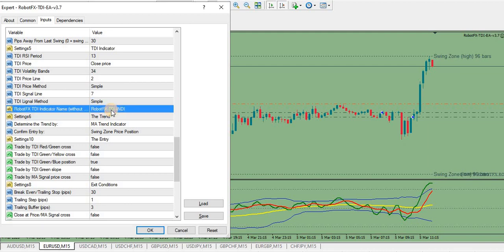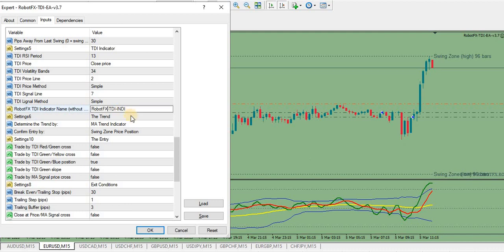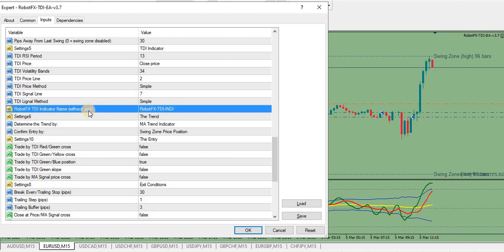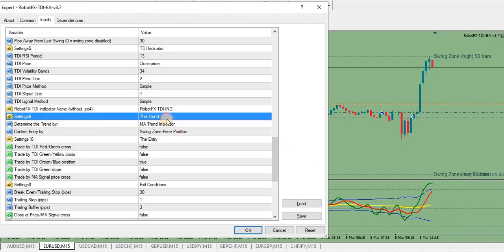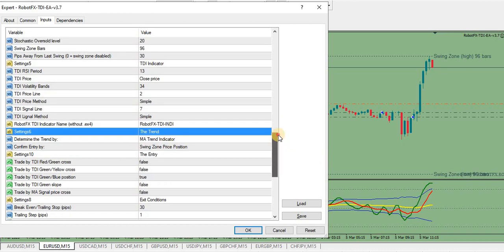Right, so this is the indicator's name. You don't need to change this. If, however, you do change it for some reason, make sure that you enter here the indicator's name without the termination, XEX4. Without the file extension, which is only its name. Now, and finally, after I've done with these settings, let's explain them a little.